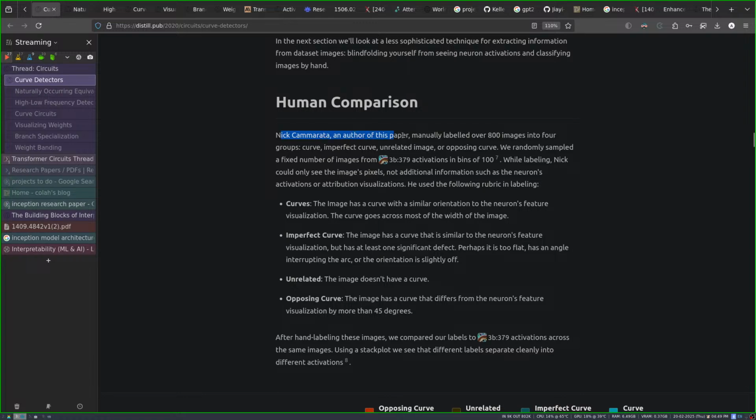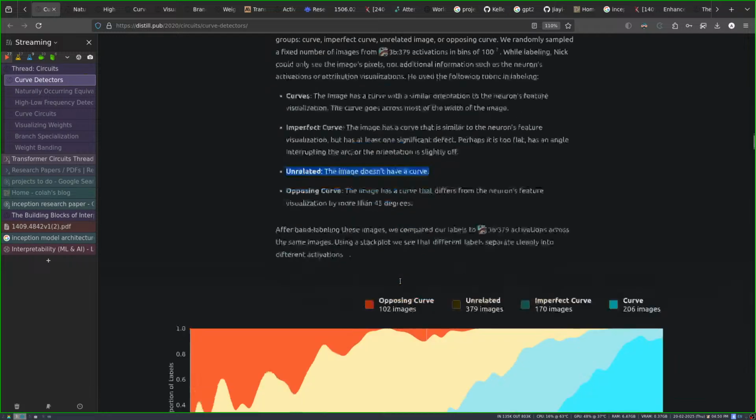Nick, the author of this paper, manually labeled 800 images into four groups: curve, imperfect curve, unrelated image, or opposing curve. We randomly sample a fixed number of images from the bin, and while labeling, Nick could only see the image's pixels, not additional information such as how much the neurons activate. Here is the following rubric for labeling.